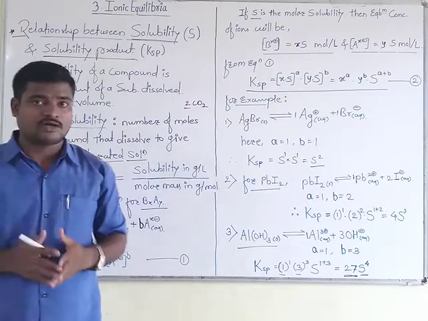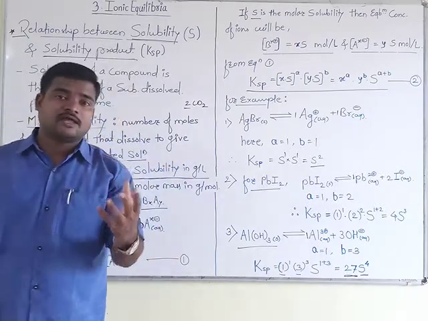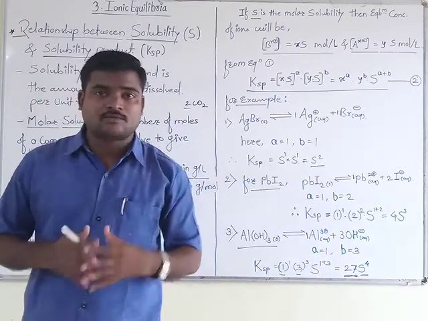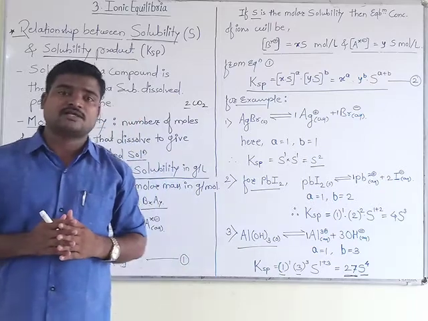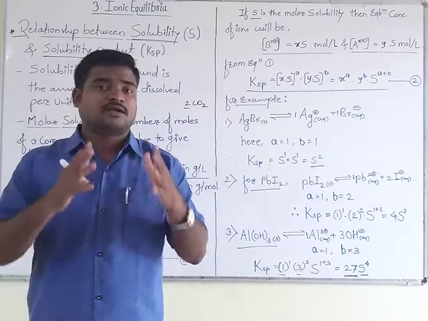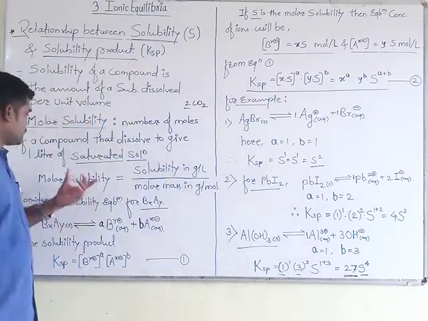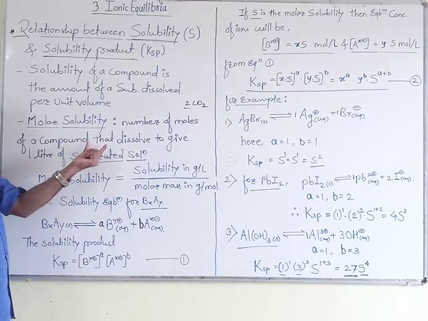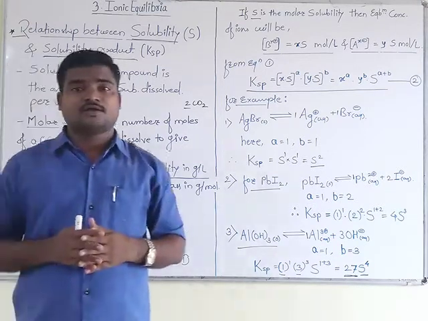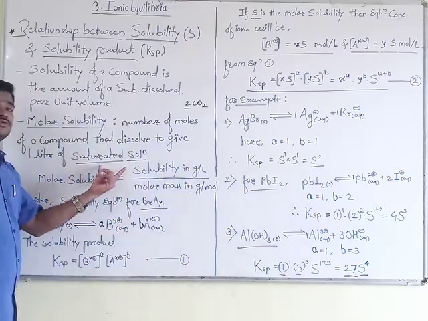It means if you want 1 liter of saturated solution, what are we going to do? We are adding n number of moles in 1 liter of solvent, that is aqueous water. Then what are we getting? We are getting a 1 molar solution. So a specific number of moles are dissolved in 1 liter of solvent, and then we get a saturated solution.